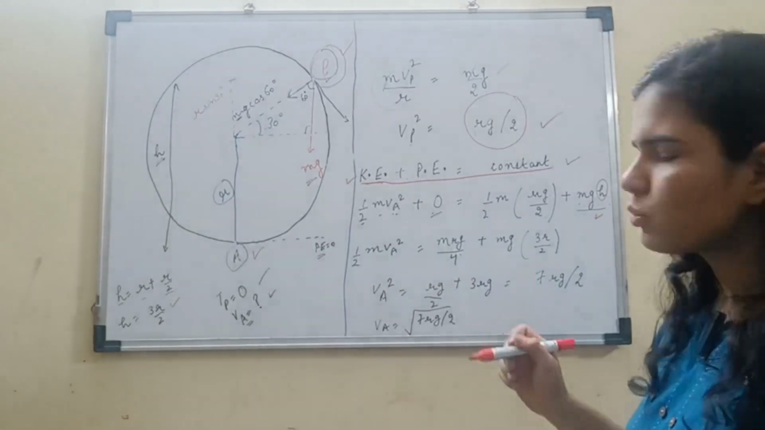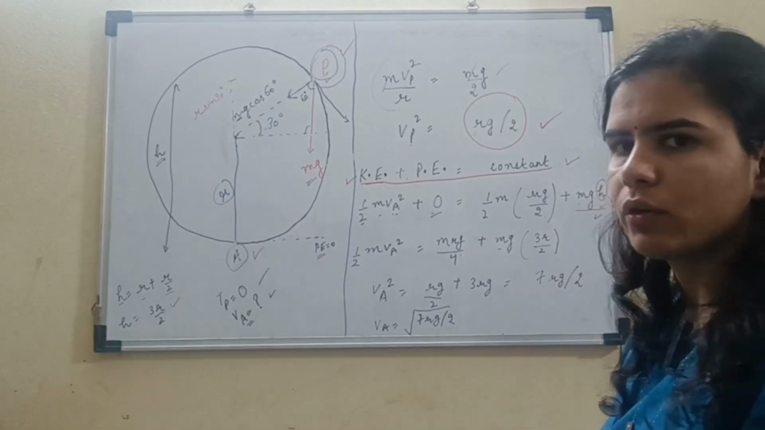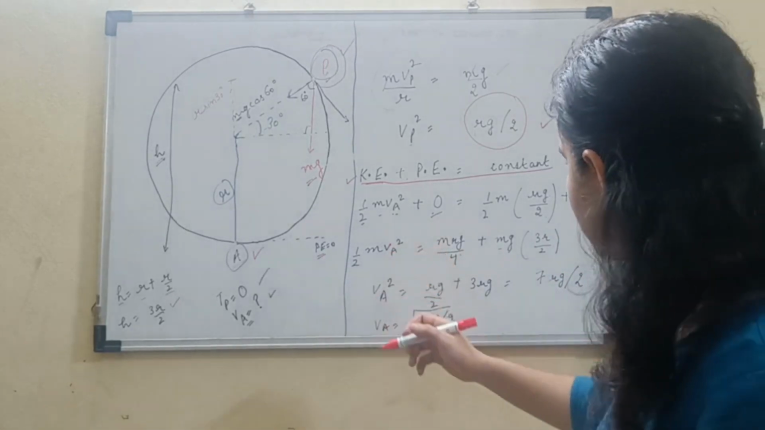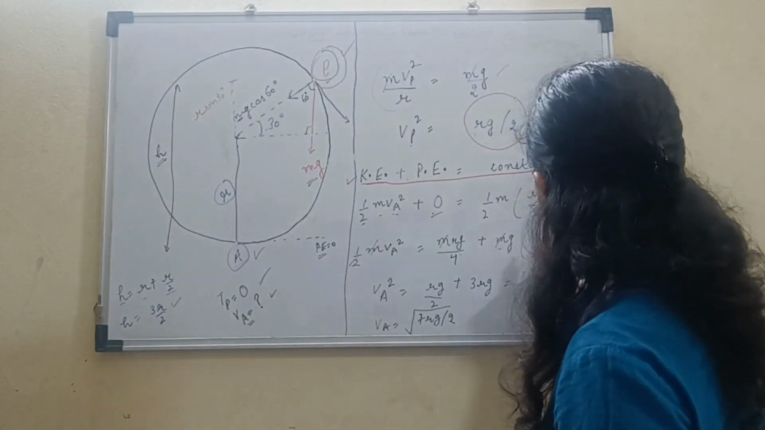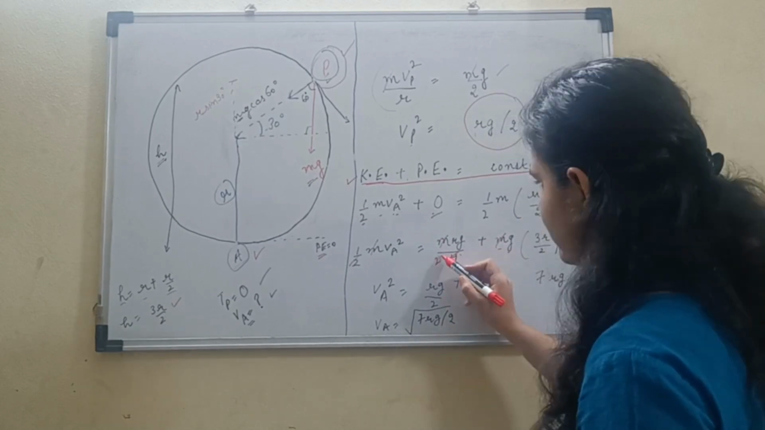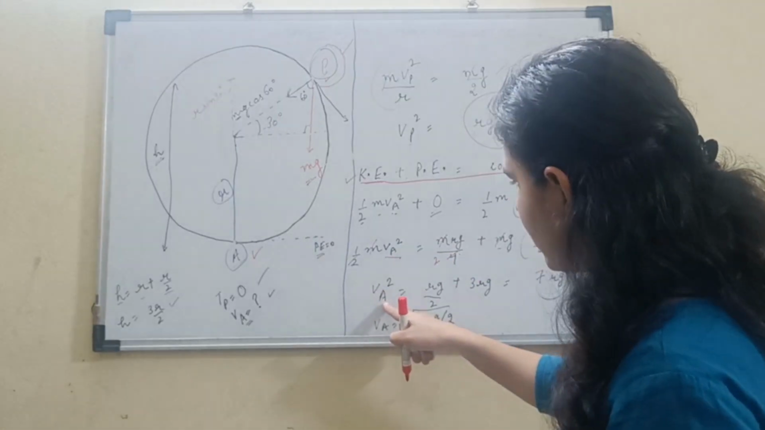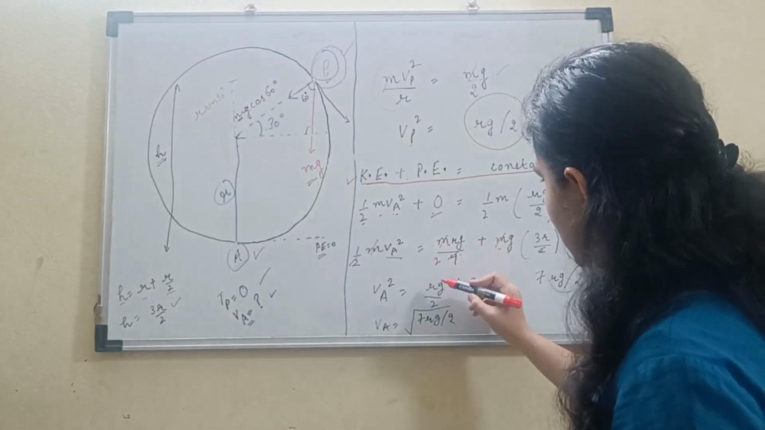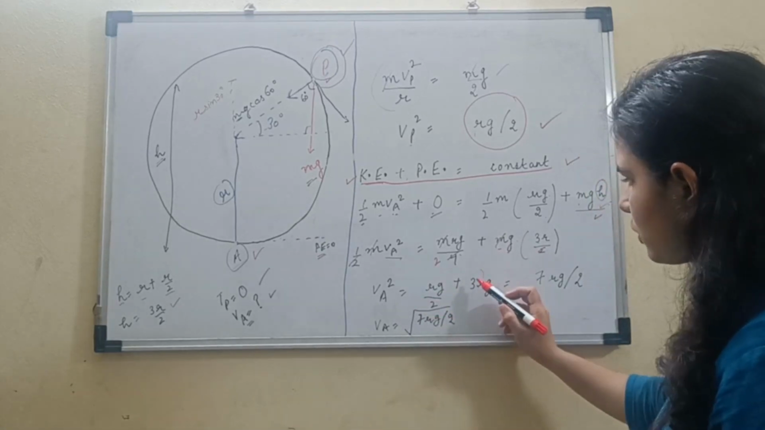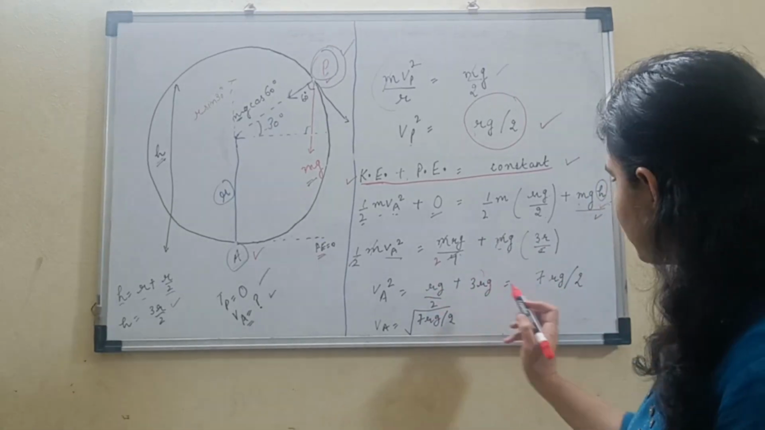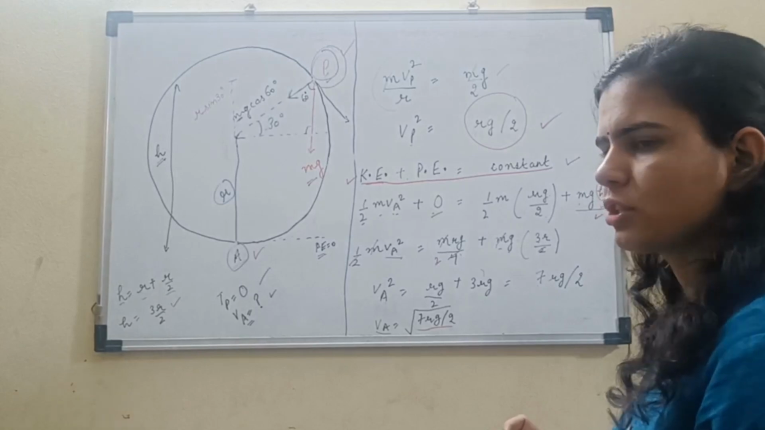Let's substitute this value of height here. Now we will get mg times 3r by 2. What we have to do is simply cancel out the common values. m cancels out, and the 2s cancel out. On the left-hand side we are left with vA square. Here we have Rg by 2 and here 3Rg. If we sum these two terms, we get 7Rg by 2, which is equal to vA square. So vA is equal to the square root of 7Rg by 2.